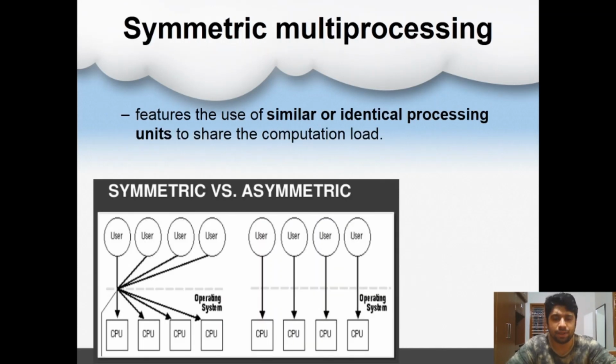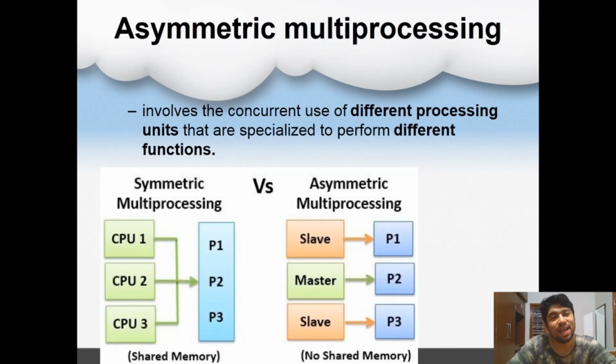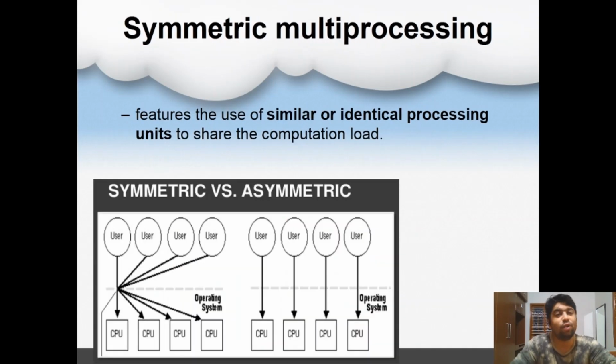Symmetric multiprocessing, and one more thing is called asymmetric multiprocessing. So let's see what is symmetric multiprocessing. It features the use of similar or identical processing units. There will be multiple processing units, but all are similar, to share the computation load. You can see in the diagram, the user, multiple processing units and the operating system.